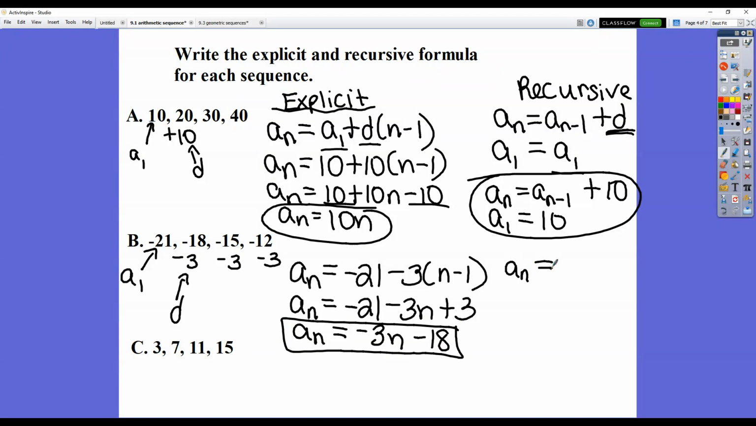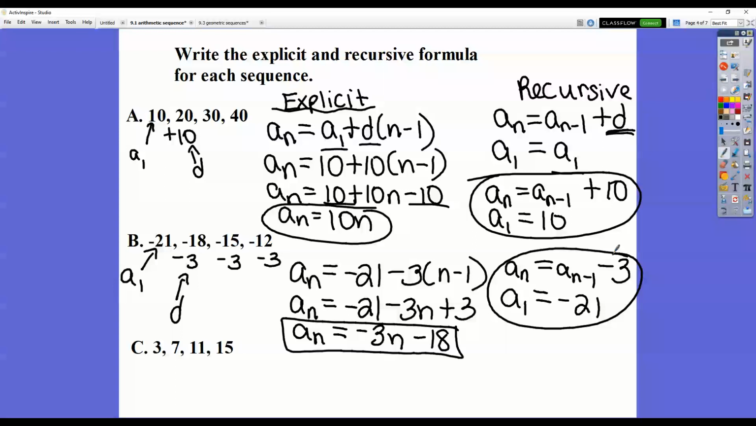Recursive formula, A sub n equals A sub n minus 1 minus 3, and then we write A sub 1 equals negative 21. There's my two answers for part B.